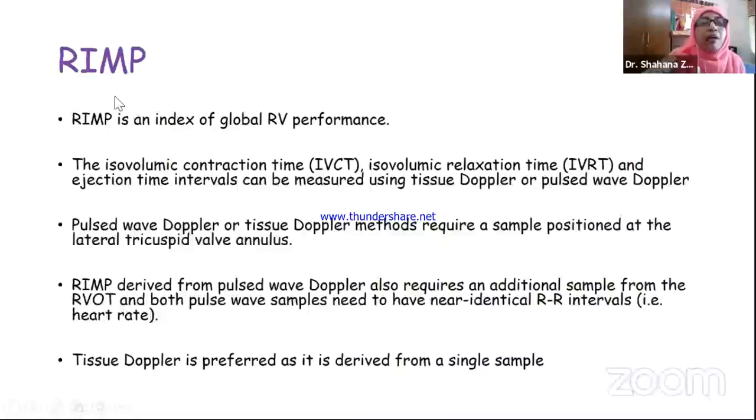RIMP, or TEI index, denotes the global RV performance. Here we measure different timings like isovolumetric contraction time, isovolumetric relaxation time, and ejection time. We measure these in both tissue Doppler and pulse wave Doppler. In pulse wave Doppler, we use both the apical four-chamber view and the RVOT view.